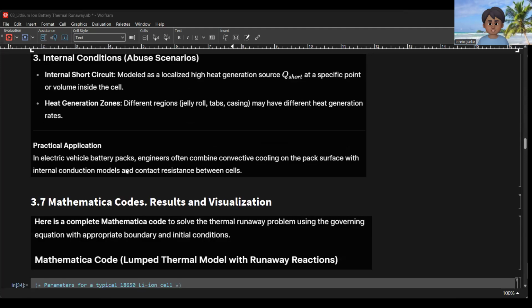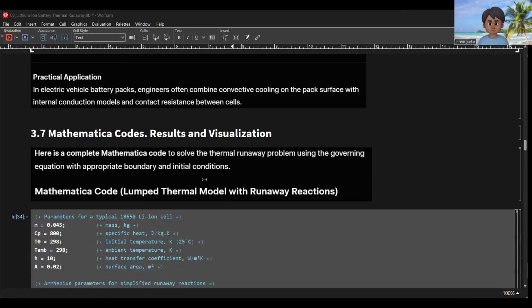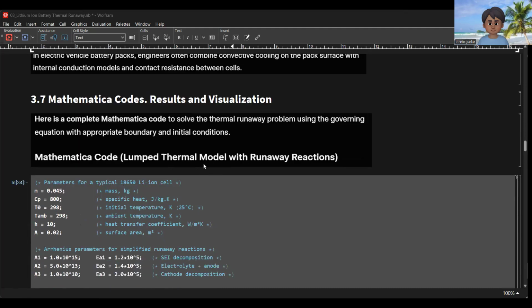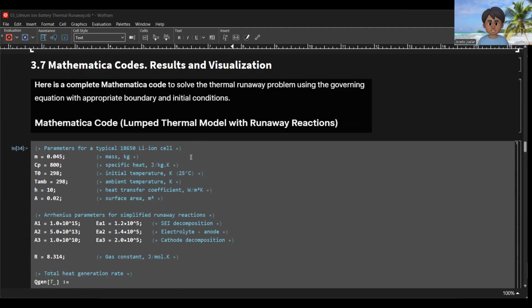We have the practical applications. In electric vehicle battery packs, engineers often combine convective cooling on the pack surface with internal conduction models and contact resistance between cells. So here's the complete mathematical code to solve the thermal runaway problem using the governing equation with the appropriate boundary and initial conditions. You have the lumped thermal model with the runaway reaction. So the lumped thermal model here is the typical model.